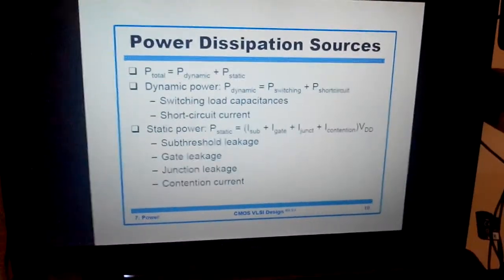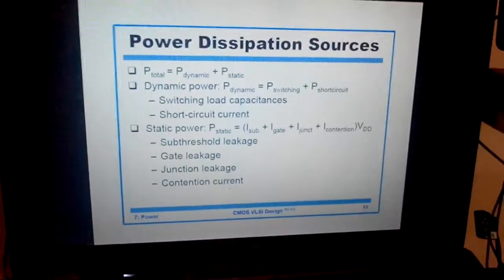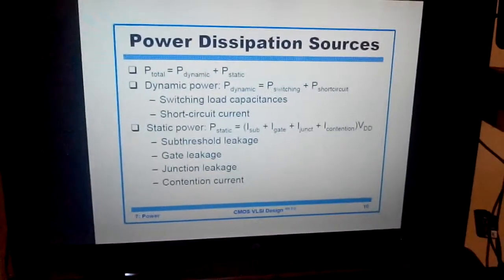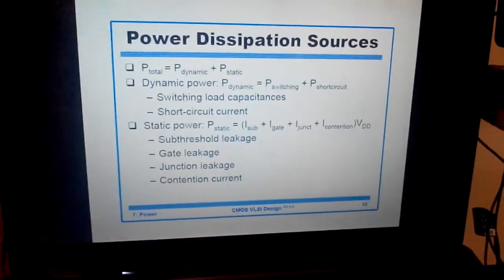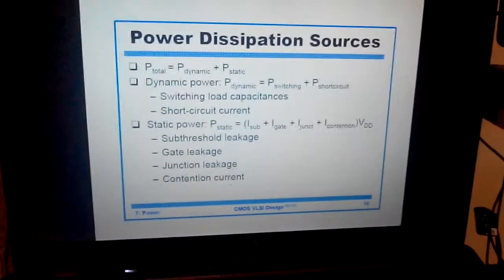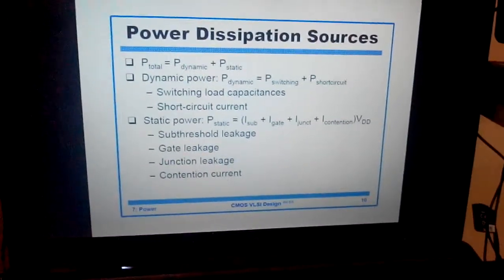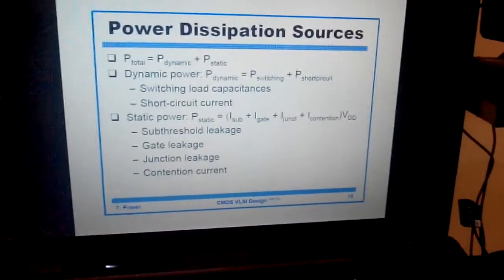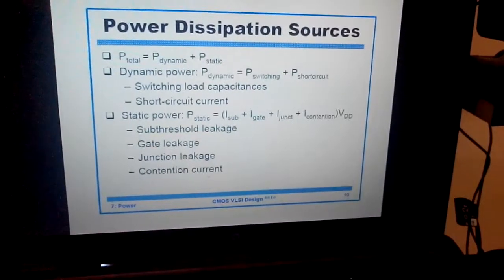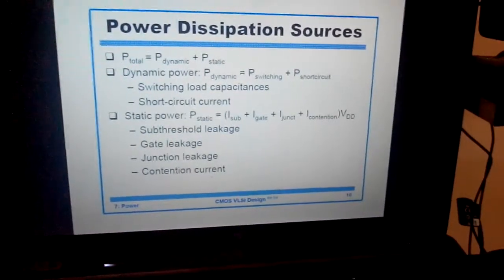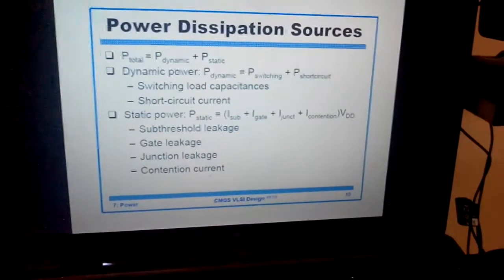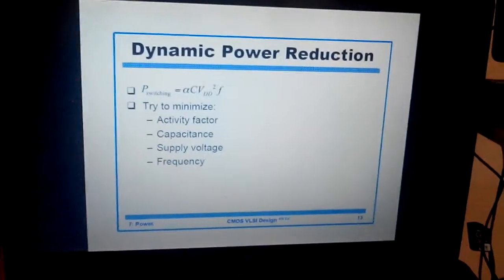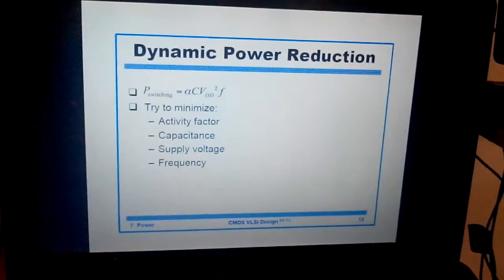Power dissipation sources. Total power can be computed as the sum of the dynamic power and the static power. Dynamic power is computed with the switching power plus the short circuit power, while the static power is computed using the summation of the sub-threshold leakage current, the gate leakage current, the junction leakage current, and then the contention current multiplied by VDD. Switching power is computed using the given formula.